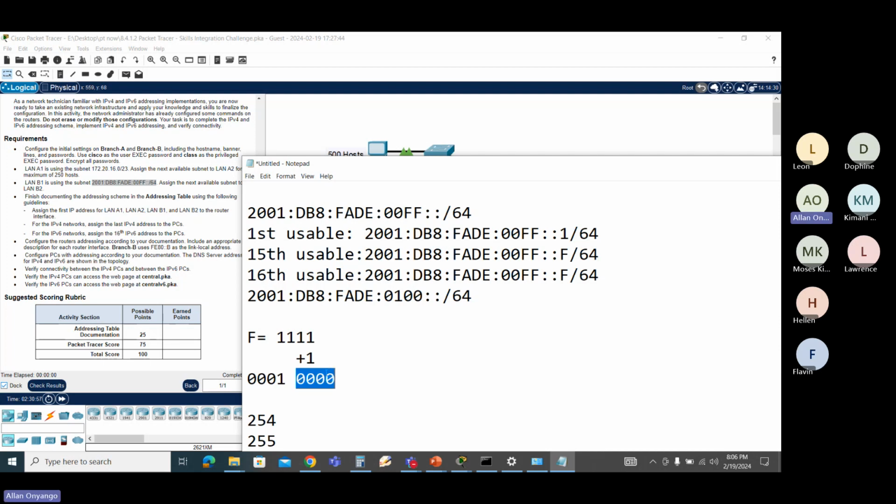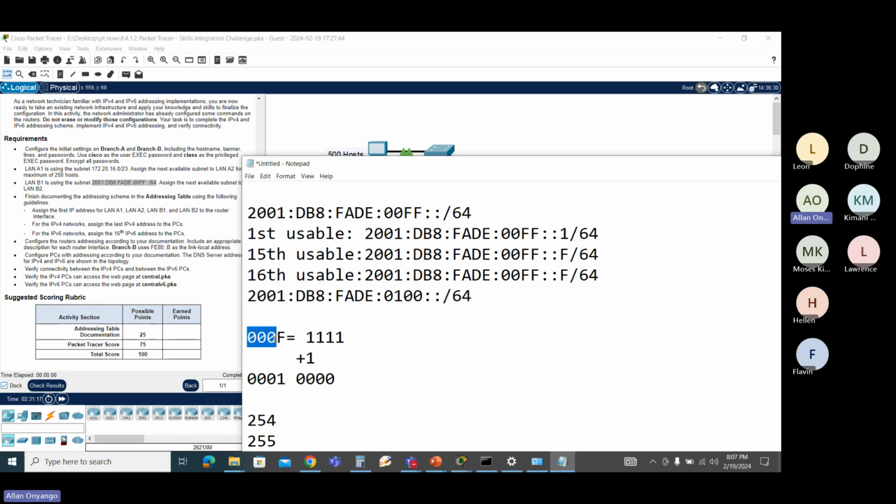It was full. We added one and we go to zero and we add one to the next hexadecimal number, which was initially zero. But because we don't write zeros that come at the beginning of F, we had omitted them. And we just wrote F. So what I'm saying is this.